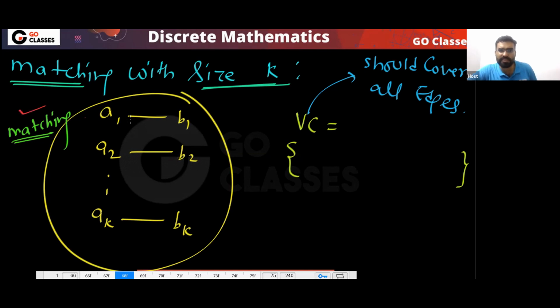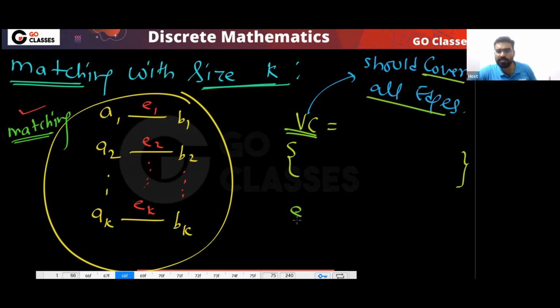Matching means a set of edges. So how many edges do you have? Only k edges. So this is a matching of size k actually. Now tell me, what guarantee can you give? This vertex cover size must be at least k, because a vertex cover should cover all the edges.